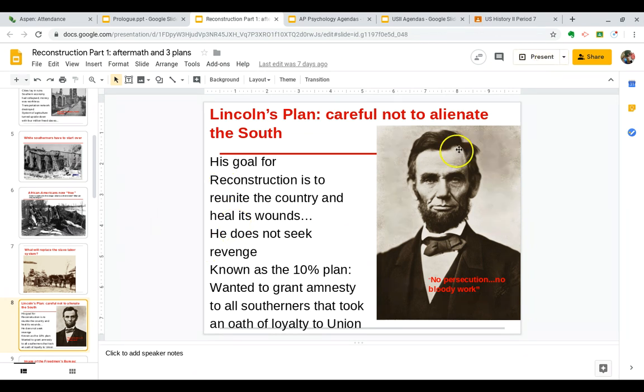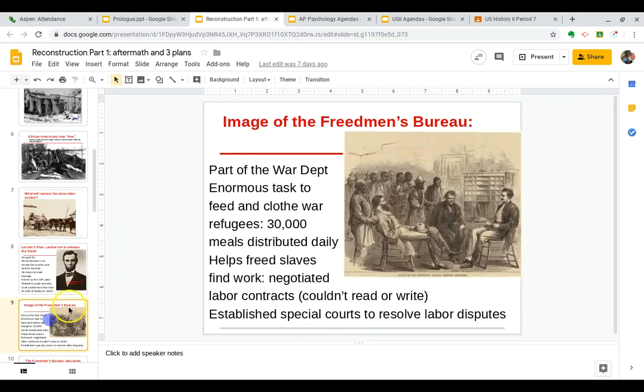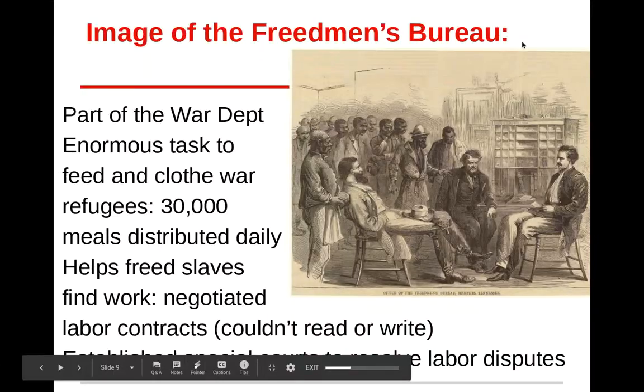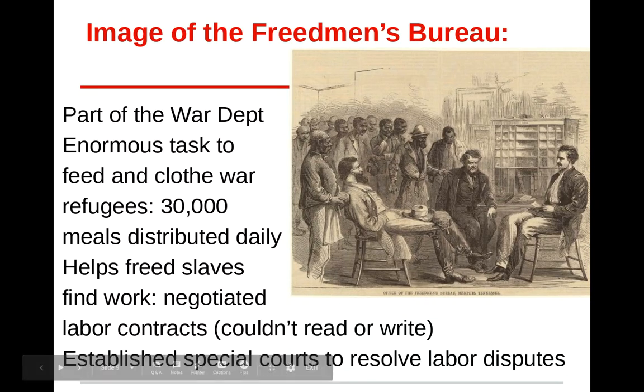I'm going to pause right now and get you started onto slide number 9. So let me make this big so you guys can see the photo from the newspaper. This is the Freedmen's Bureau. So guys, for number 9, this is an important term to jot down. It was part of the War Department, and their main job was to feed and clothe the war refugees, which were, again, the freed slaves and the poor whites. So they distributed 30,000 meals a day to prevent starvation. They also, seen here in this picture, helped freed slaves find work.